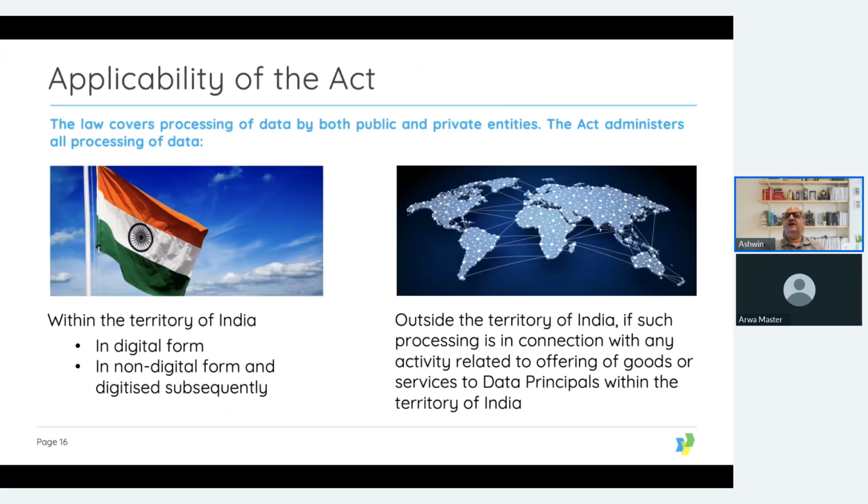So finally, we have the act, we have the law, which covers data in digital form and any data in non-digital form which was digitized subsequently. So the act covers two major aspects: the digital format data and non-digital format data converted into digital.